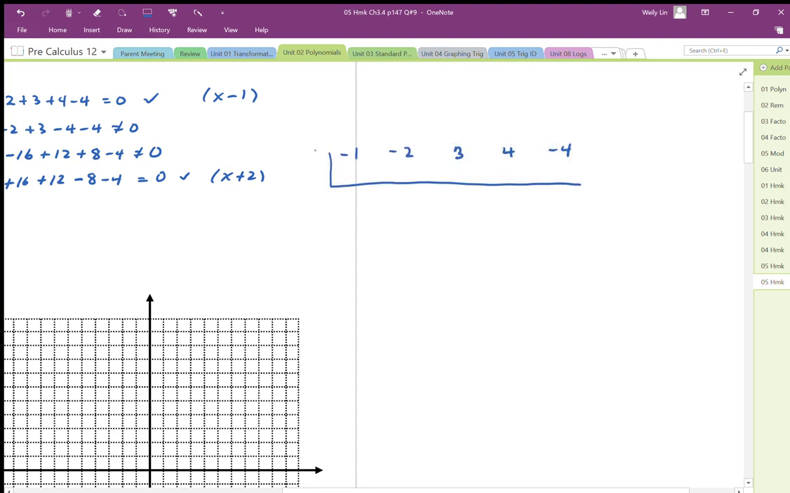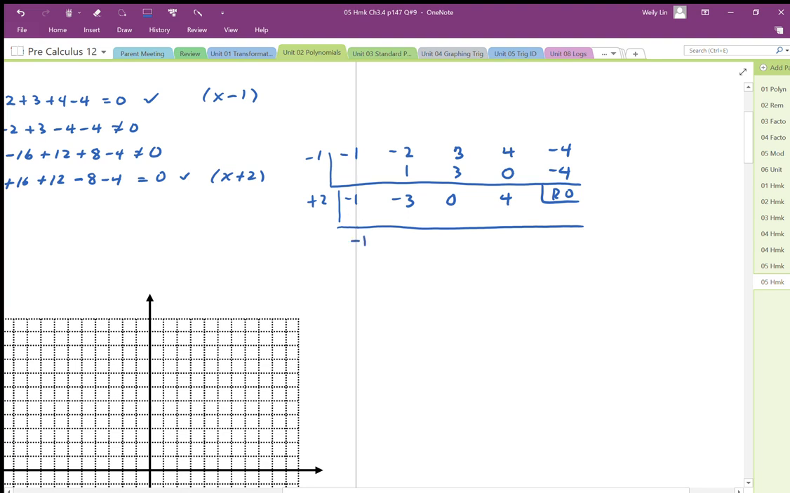So I'm going to start with my negative 1. So I end up with 0. Okay, so this is my remainder 0. Again, if I don't get remainder 0, I've done something wrong, because that means that it doesn't divide evenly, so that means that these could not possibly be factors if that's the case.